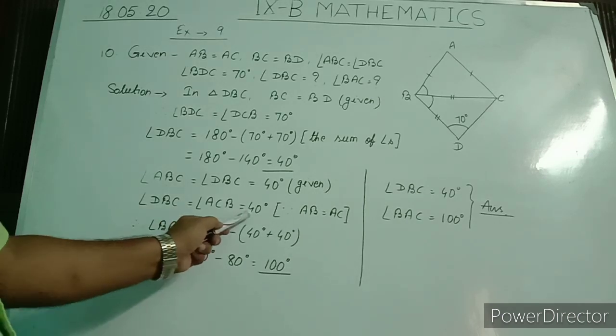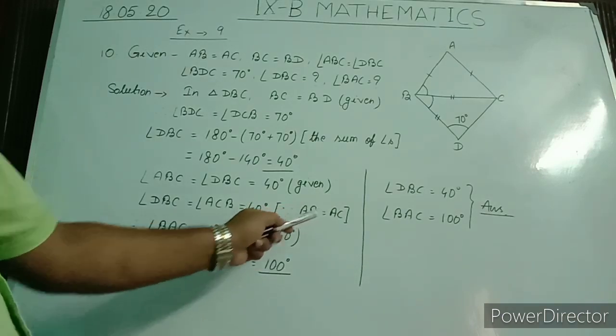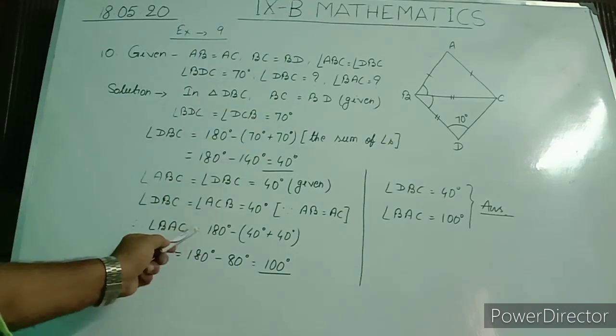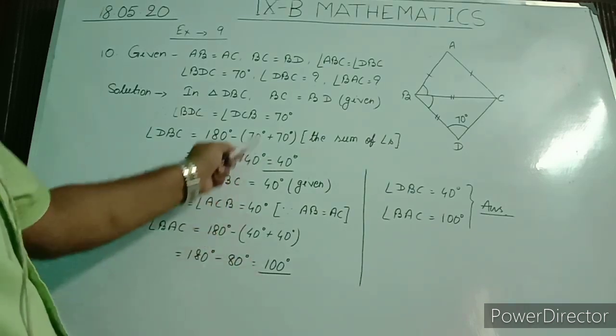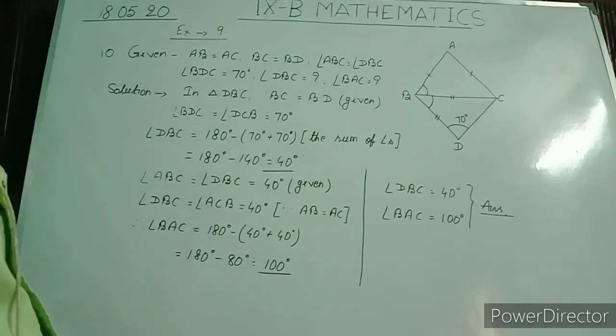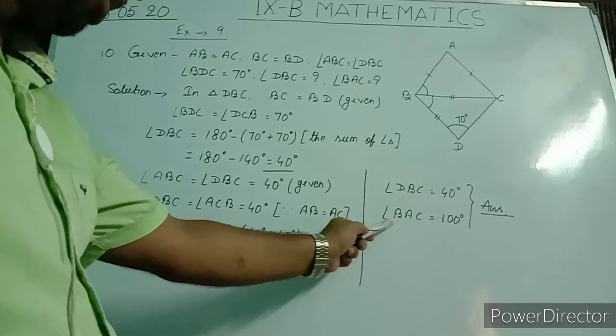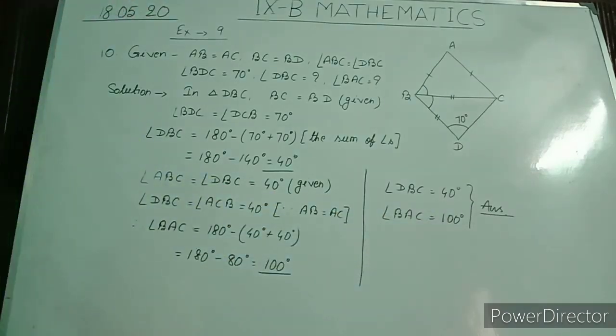Angle DBC equal to angle ACB equal to 40 degree, because AB equal to AC. So third angle, angle BAC equal to 180 minus 40 plus 40 equal to 180 minus 80 equal to 100 degree. So these two became the answers. Those were asked in the question to find. Angle DBC equal to 40 degree and angle BAC equal to 100 degree. This became the answer.